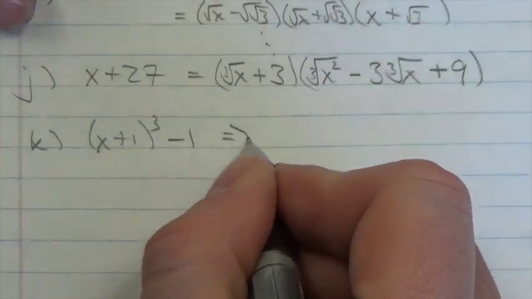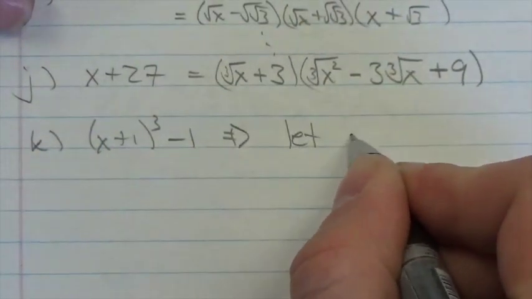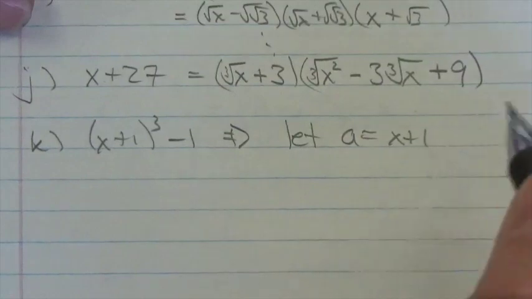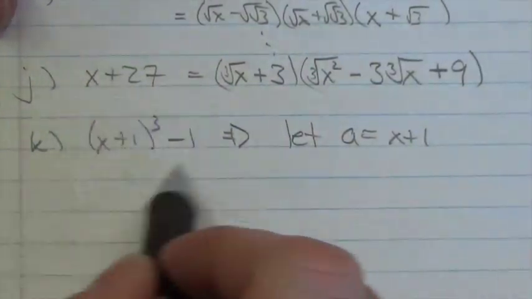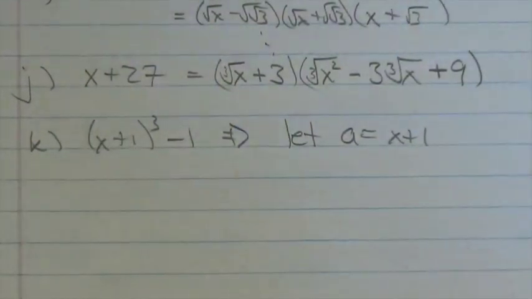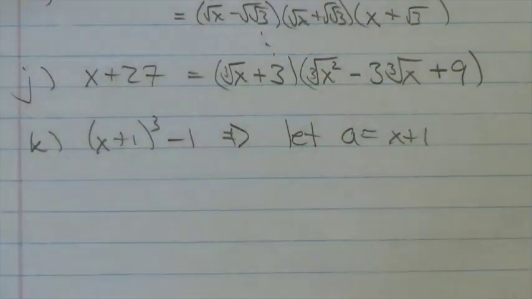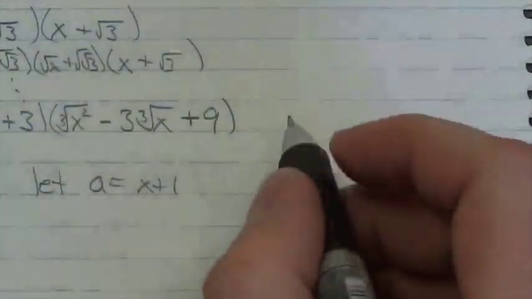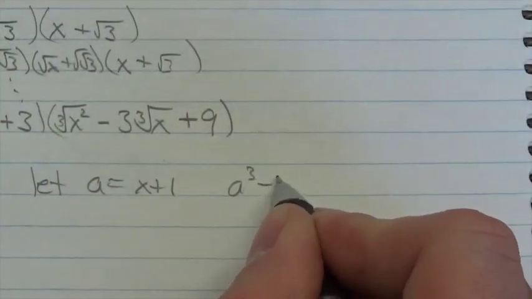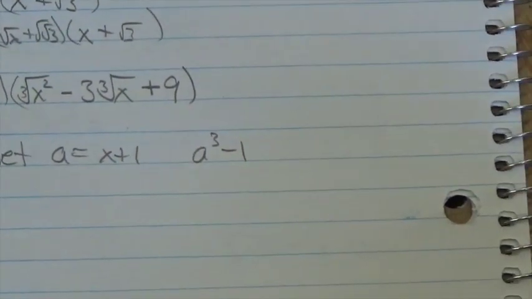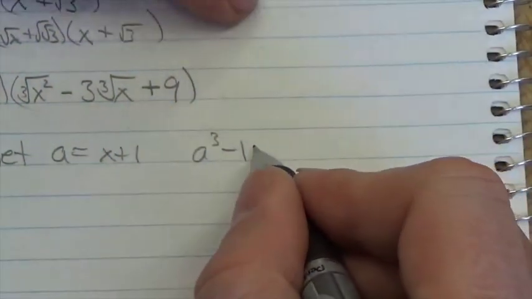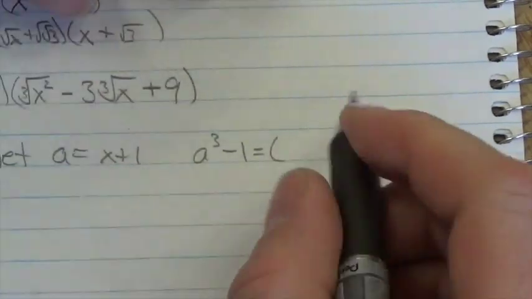I want you to recognize though that this has the overall structure of a difference of cubes. And so in fact, what I might do here is I might simply let a equal x plus 1, just to simplify what's going on here so that I'm seeing only one level of mathematics at a time. So if I let that happen, this question becomes a cubed minus 1. Now that I can factor as my difference of cubes.